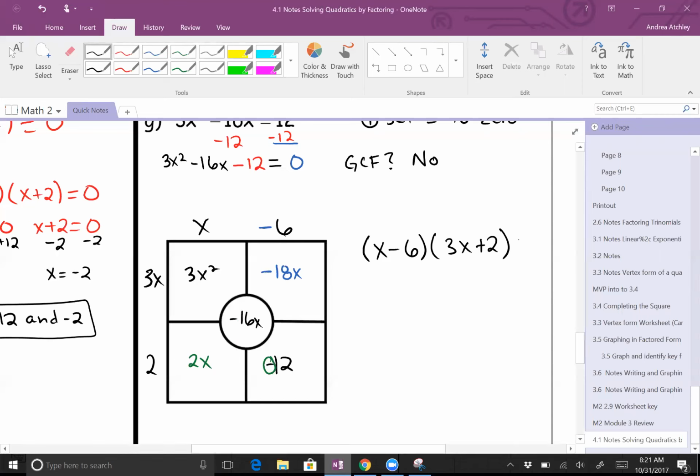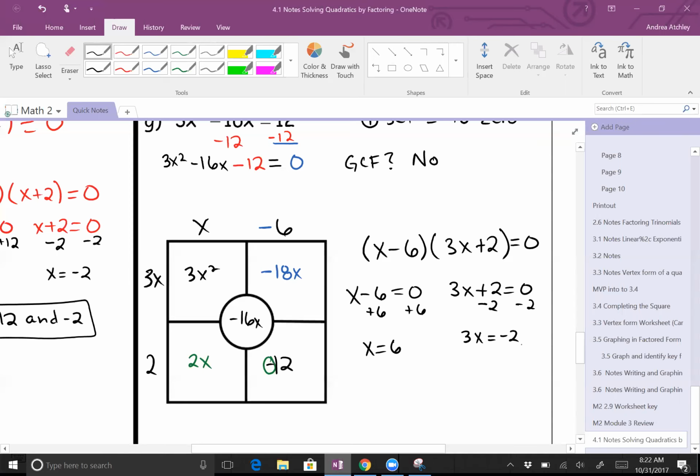Okay, now it's equal to 0. So the next step is to split up your factors. One of these factors has to be 0, one or both. So we're going to see what x needs to be to make those 0. So this is easy. I just add that 6 to both sides and I get x equals 6. The next one, I'm going to subtract the 2. We get 3x equals negative 2.